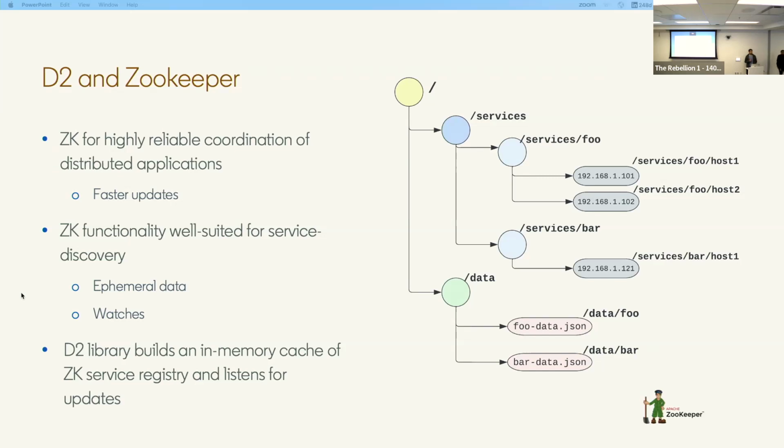ATS uses the D2 library, which creates a persistent connection with one of the Zookeeper servers. In that way, we are also guaranteed to receive very fast updates. And Zookeeper offers functionality which is very well suited for service discovery.